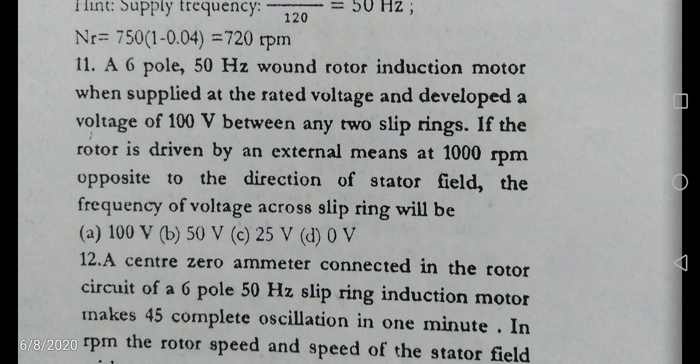A 6-pole 50 Hz wound rotor, that is slip ring induction motor, is supplied at a rated voltage and develops a voltage of 100 volts, the rated voltage between any two slip rings. That means line value. If the rotor is driven by an external means at 1000 rpm opposite to the direction of the stator field, the frequency of voltage across the slip ring will be?